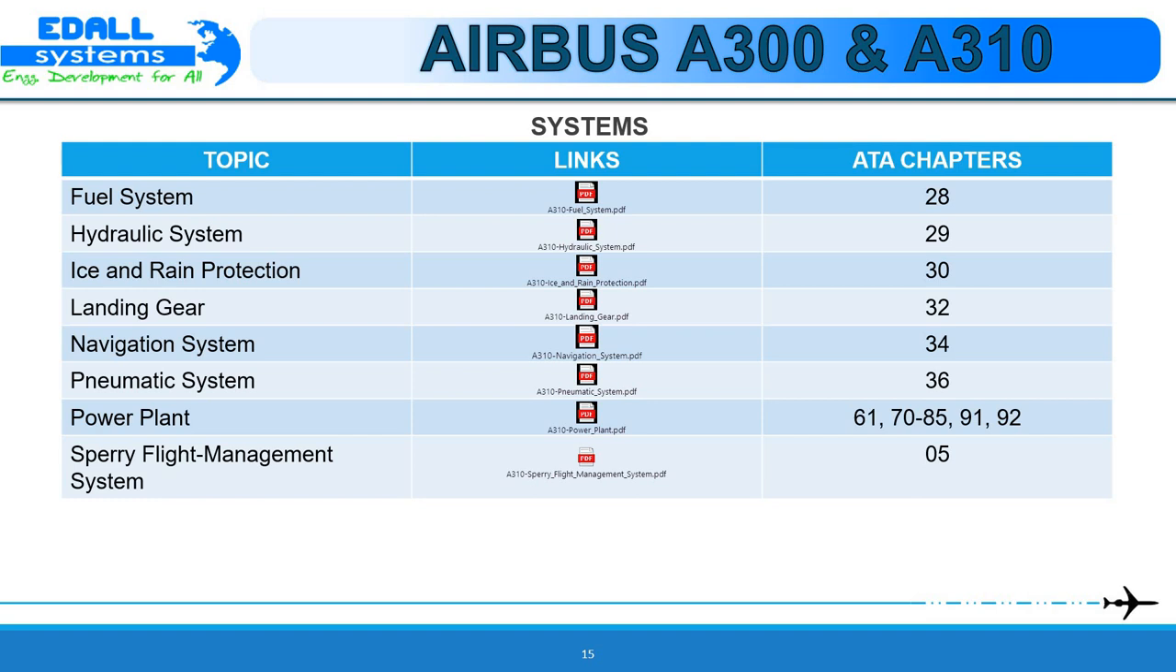So I hope you would have understood the specifications of Airbus A300 and A310. Let us move on to A318, A319, A320 and A321 in the next video.